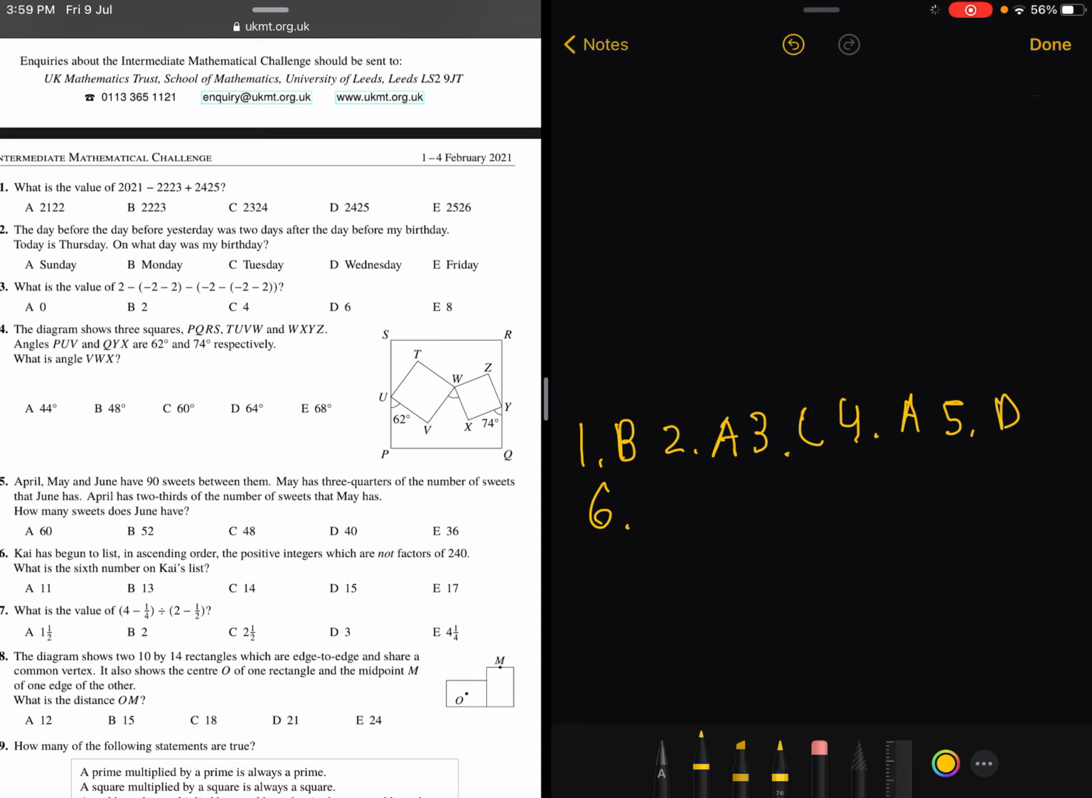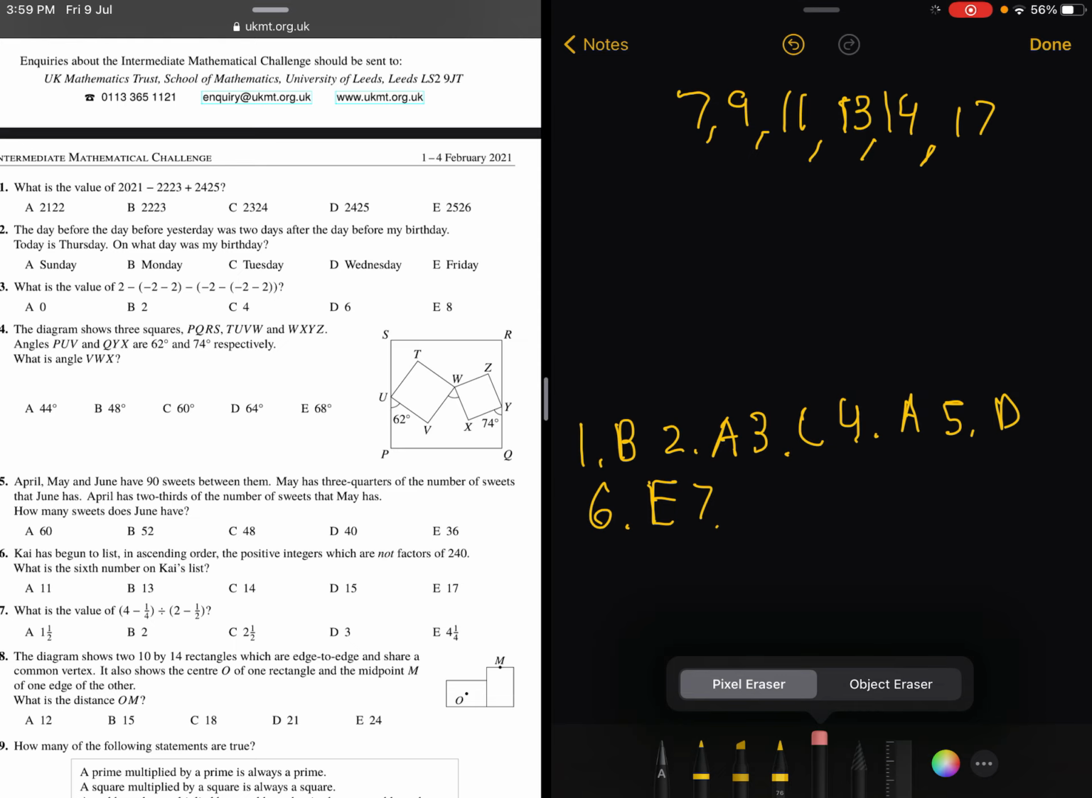Alright. So 1 is a factor, 2 is a factor, 3, 4, 5, 6 are all factors. First non-factor is 7. 8 is a factor, 9 is not a factor, 10 is a factor, 11 is not, 12 is a factor, 13 is not a factor, 14 is not a factor, 15 and 16 both are factors. However, 17 is not a factor, and that is the 6th number on our list, so 6 is E. Question number 7.